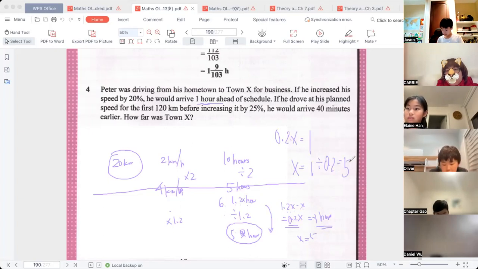Get it, everybody? Okay, so based on that, how about you do the next part yourself? If he drove at his planned speed for the first 120 kilometers before increasing it by 25%, he would arrive 40 minutes earlier. And how far was town X?